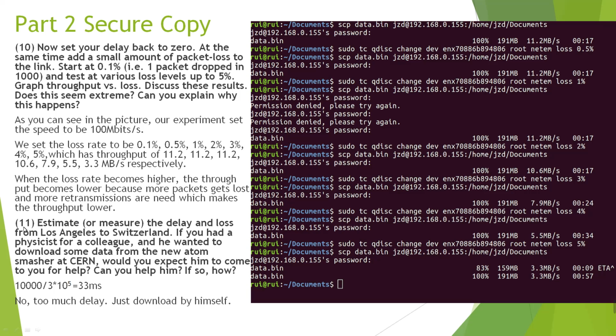And this is question 11. Estimate the delay and loss from Los Angeles to Switzerland. Here, actually, we don't know specifically how to estimate, so we just measure the distance between Los Angeles and Switzerland, which is around 10,000 kilometers, and divided by the speed of light, we get 33 milliseconds. This is the theoretical delay between these two locations, but actually there are the queuing delay, the router processing delay, and the transmission delay in between, so the actual delay should be greater than this number. This 33 milliseconds is just a theoretical delay.